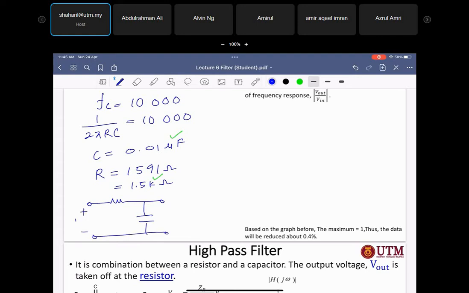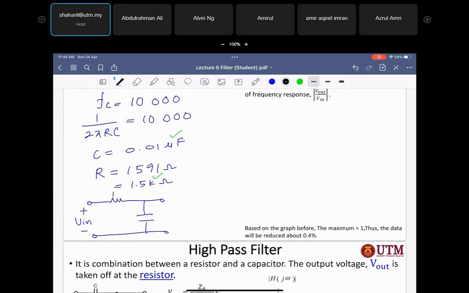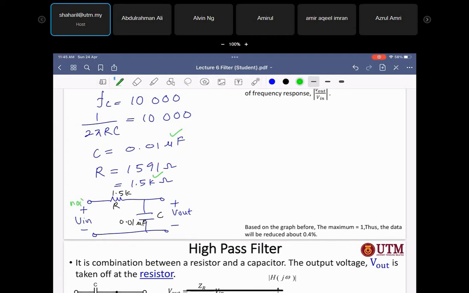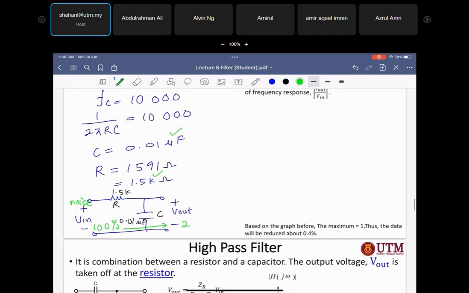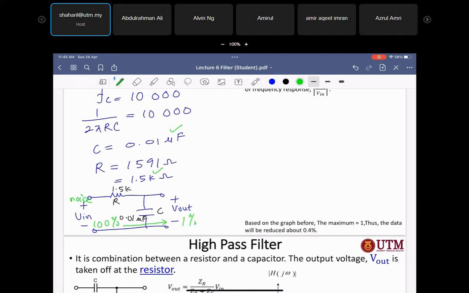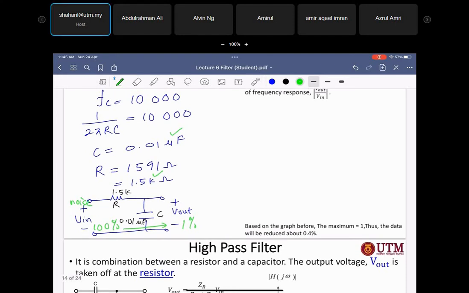So now this is the V in, this is the R that you choose, 1.5K, and the C value you choose is 0.01 microfarad. Then you will get your V out here. So I mentioned the noise from 100%; by choosing this value, R equal to 1.5K and C equal to 0.01 microfarad, you can reduce your noise to 1%. All right. Okay, you can reduce the noise to 1%.